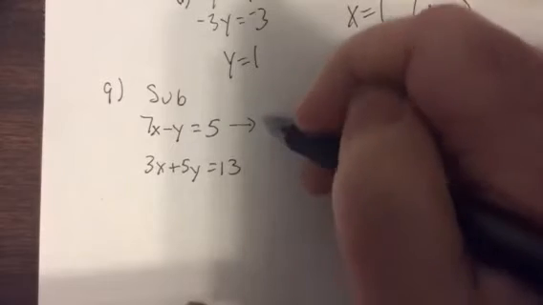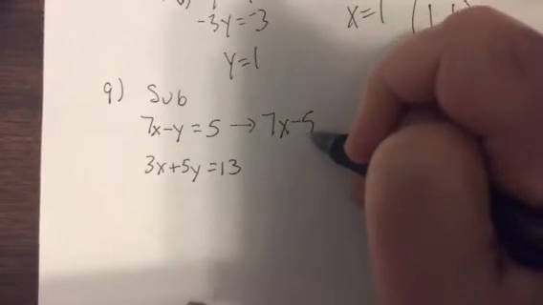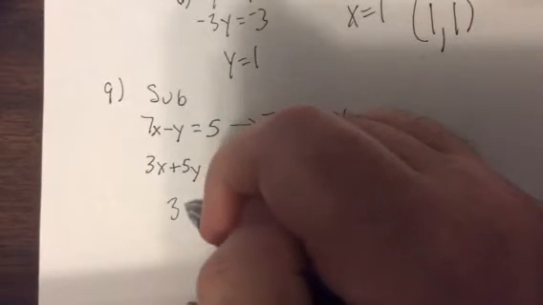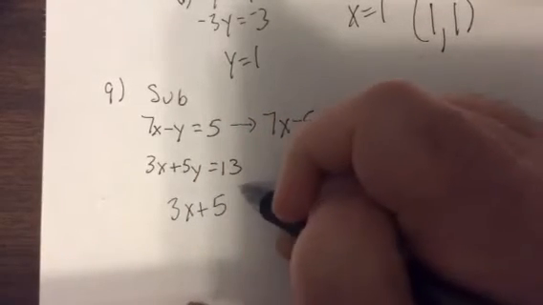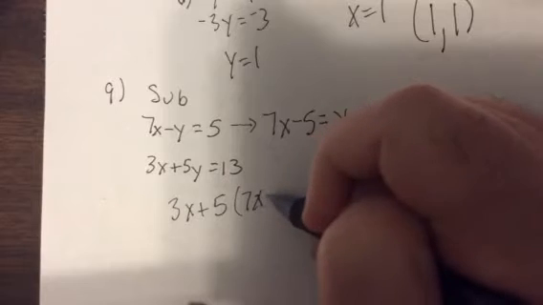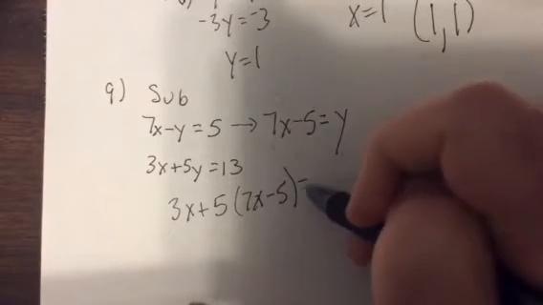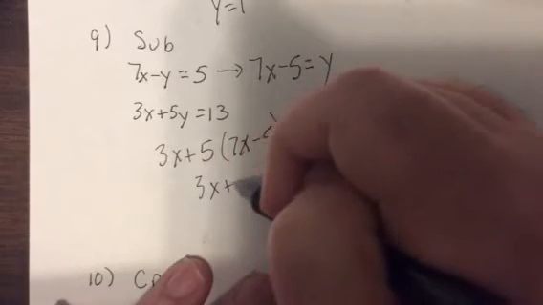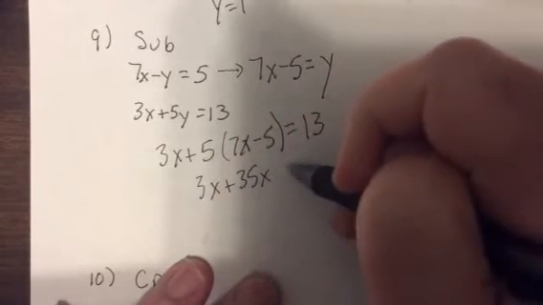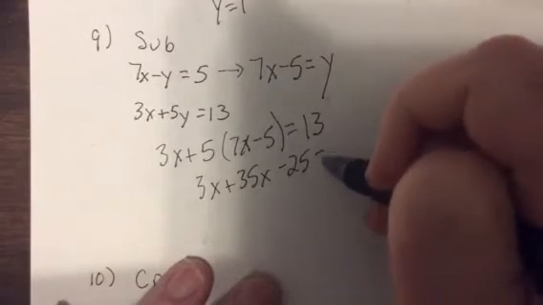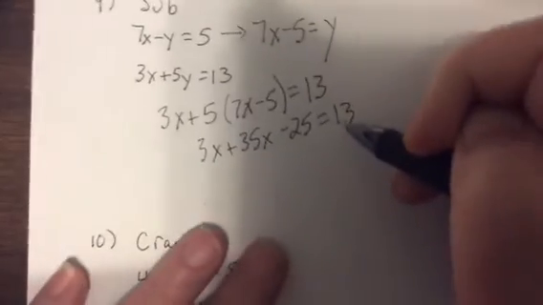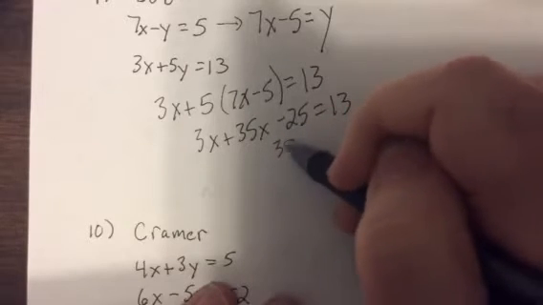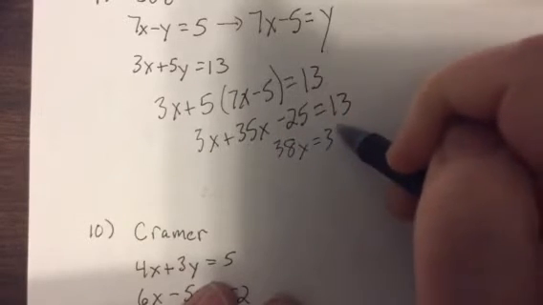I'm going to add y, subtract 5. So 7x minus 5 equals y. Put that back in here. This is 7x minus 5. 13. So we have 3x plus 35x minus 25. Well, these are nice numbers, aren't they? Add 25, that's 38x equals 38.